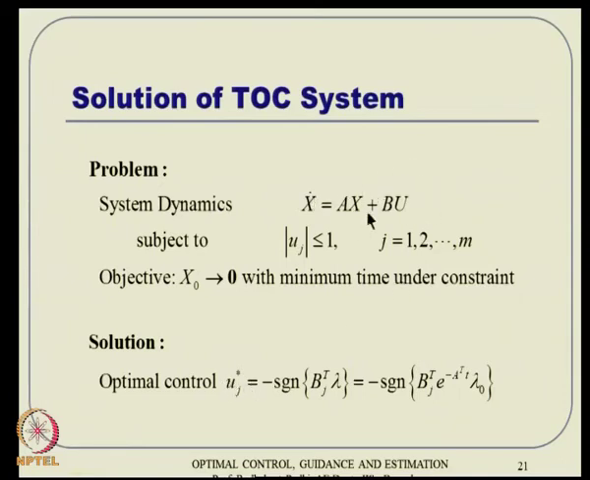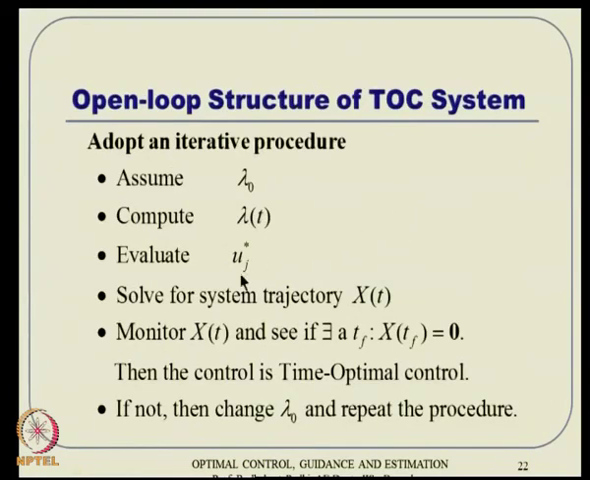So, starting from any initial condition, which is known to us anyway, we start integrating the system dynamics. And then observe, for some finite time Tf, whether x of Tf is going to 0 or not. If Tf becomes sufficiently large, we are not happy about that, we know that it is not going to happen, then we terminate that integration process, come back and guess a different lambda naught. So, we change this lambda naught and repeat the procedure. This is actually an open loop structure, where you guess lambda naught and hope for the best.